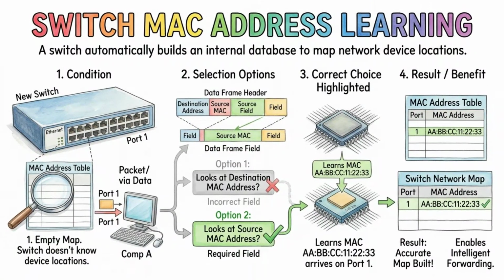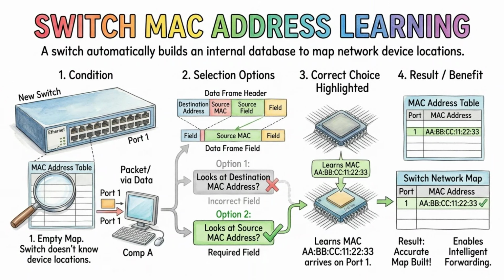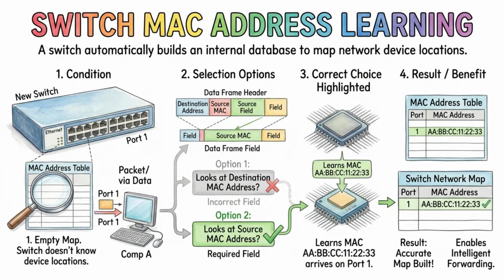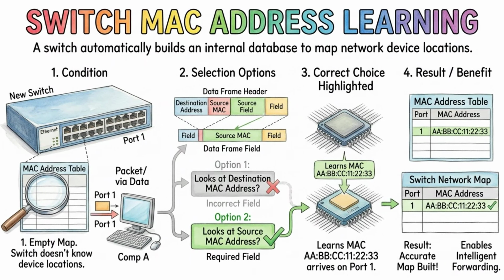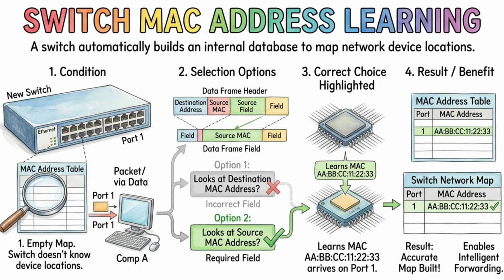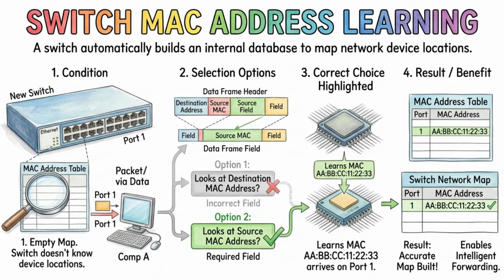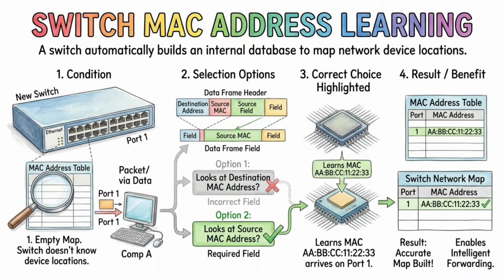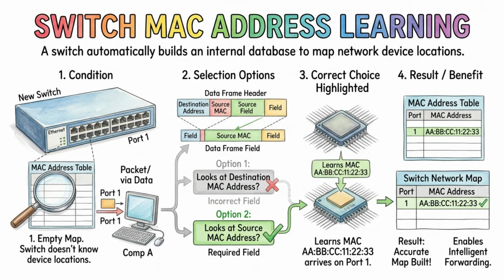To perform this intelligent forwarding, a switch relies entirely on an internal database called the MAC address table. When you turn on a brand new switch, this table is completely empty, meaning the switch has no idea where any computers are located. However, the moment a computer sends a piece of data in, the switch immediately examines the source MAC address attached to that incoming frame. The switch records that source MAC address and associates it with the physical port the data just entered through, effectively memorizing the exact location of that specific computer. By constantly listening to the source addresses of incoming traffic, the switch automatically builds a highly accurate map of the entire local network.